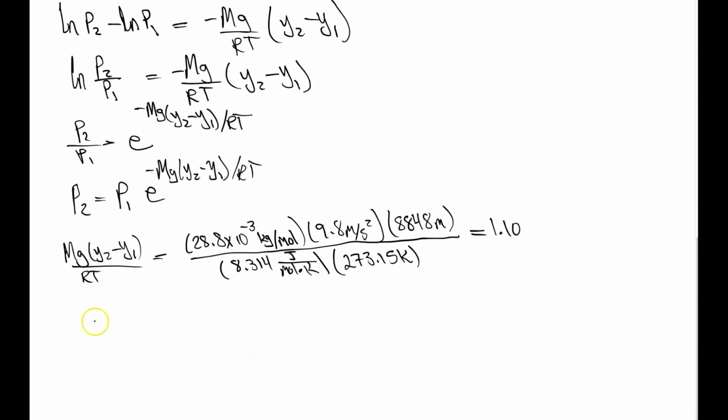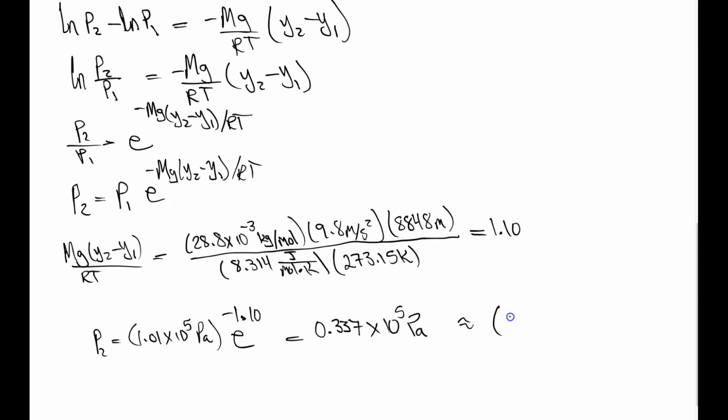And now we can say that P2 equals P1, which is atmospheric pressure, times e raised to the negative 1.10, and that will give us a value of 0.337 times 10 to the 5th Pascal, which is approximately 0.33 atm.